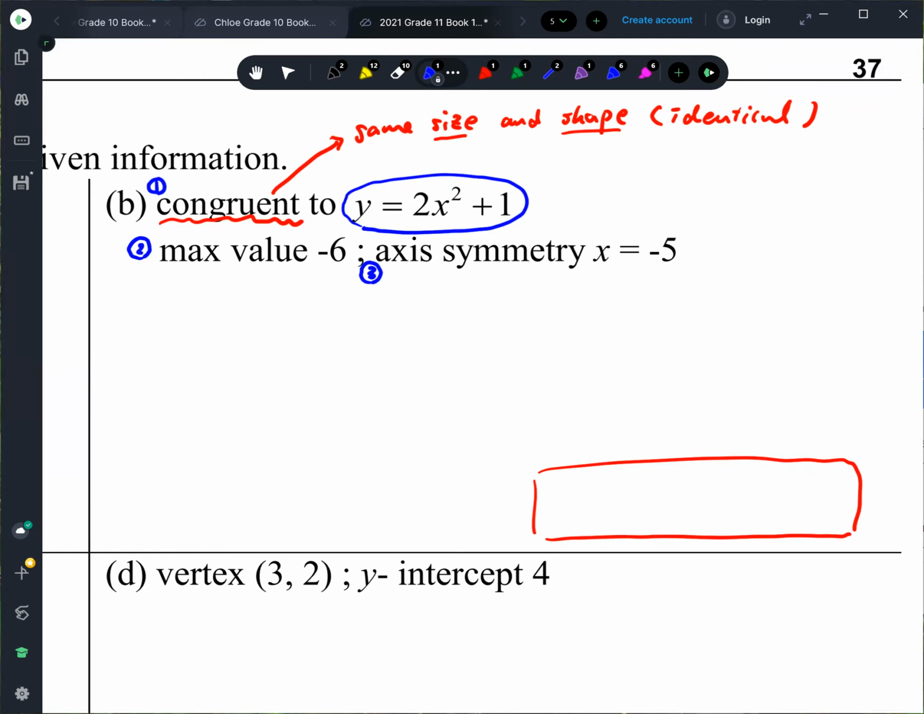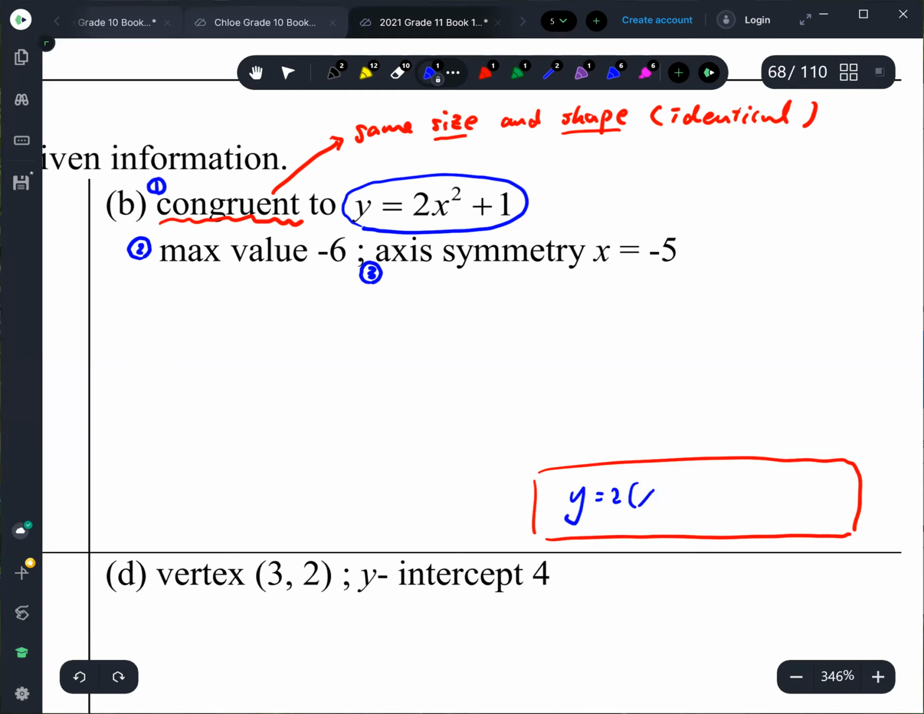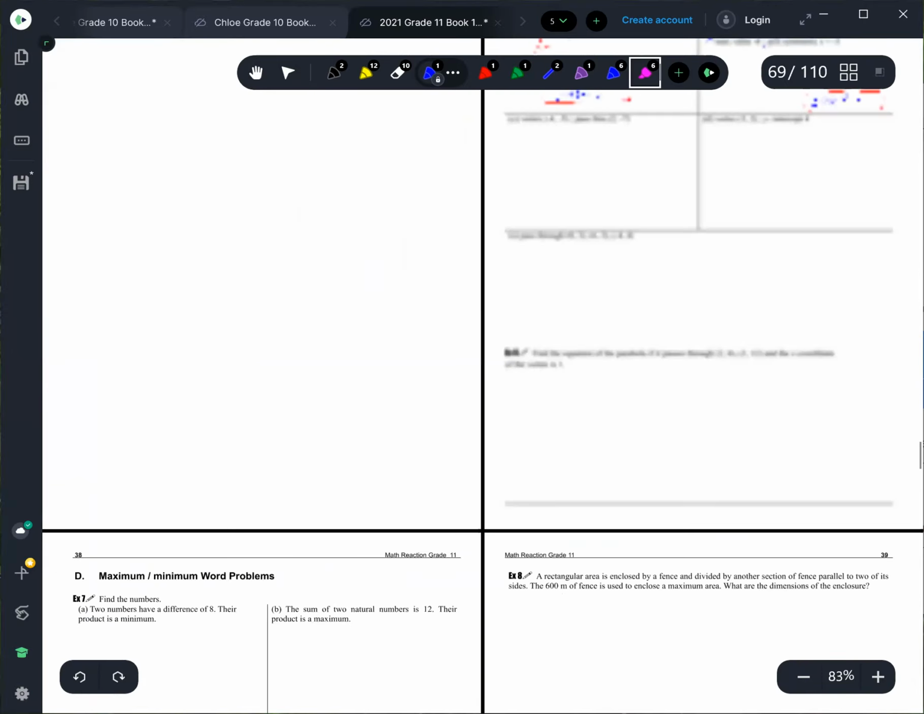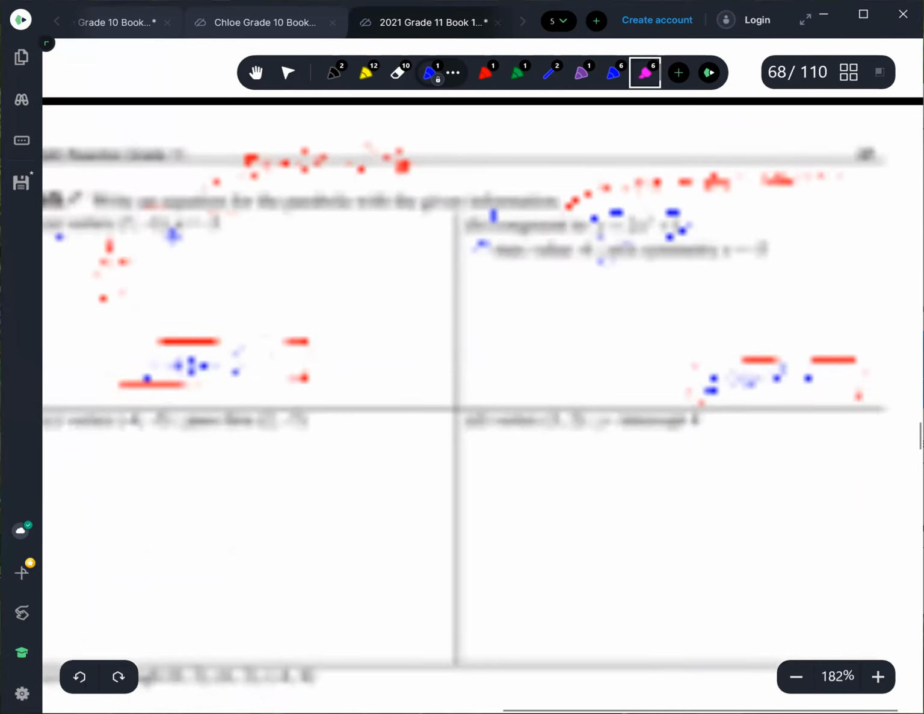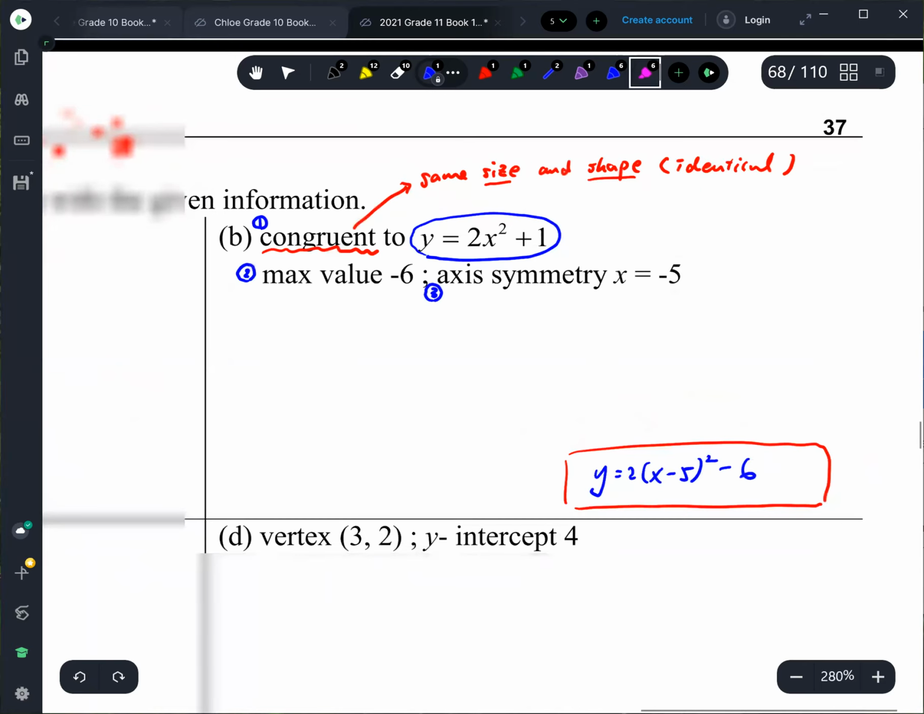Can I take a guess? Sure, yeah. For the equation, I got something like 2 bracket x minus 5 bracket squared minus 6. Okay, thank you. Okay, anybody else caught a different guy or you all caught the same guy?